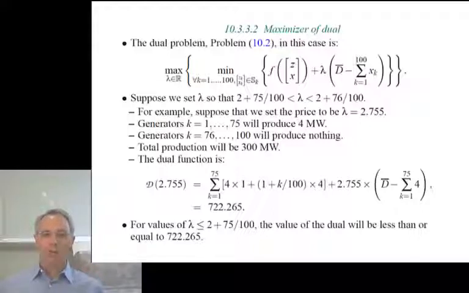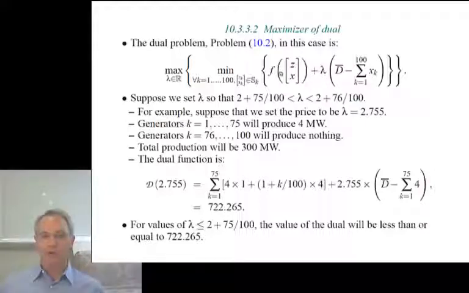So the dual problem, problem 10.2, is the maximum over lambda. We don't have any system inequality constraints, and we just have the single power balance constraint that the sum of the generations should equal D overline. So we'll dualize that constraint, and we'll find the maximum over lambda of the minimum of the objective plus this value.